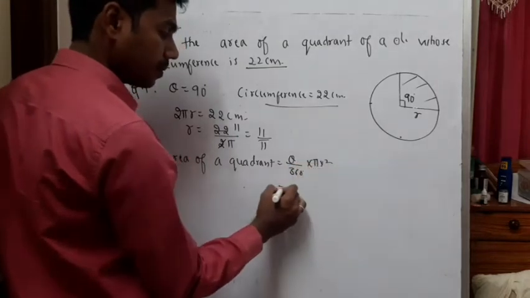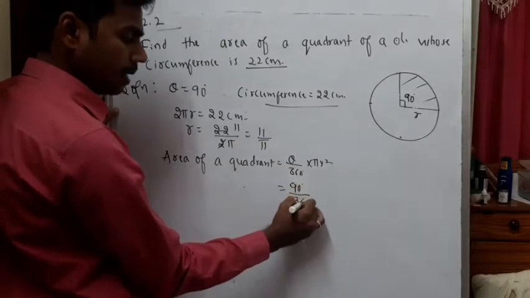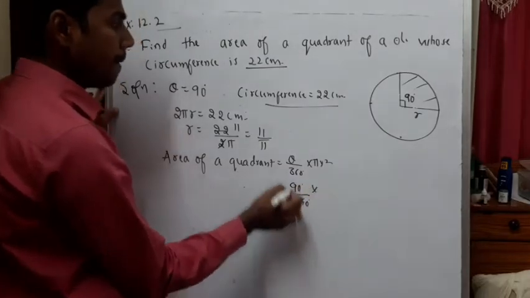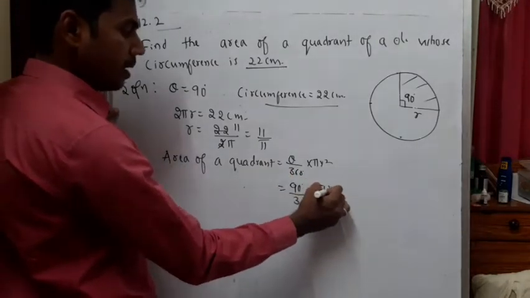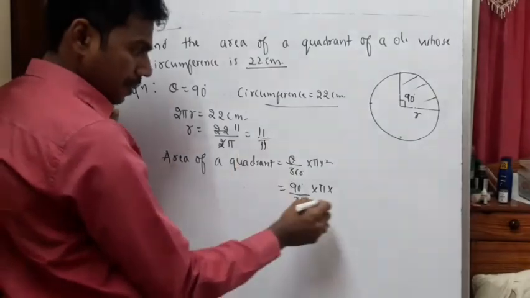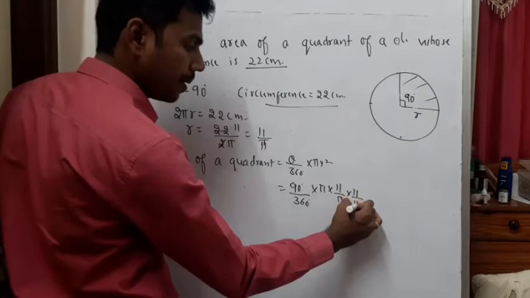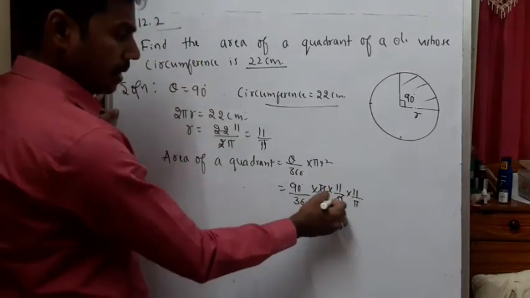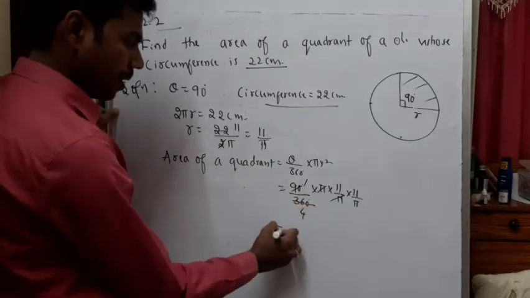Fine. What is theta here? Theta is 90. 90 divided by 360 into pi, we'll retain pi, I'll tell you. So r is 11 by pi into 11 by pi. This pi will get cancelled. 90 1s are 90, 4s are 360. Okay.